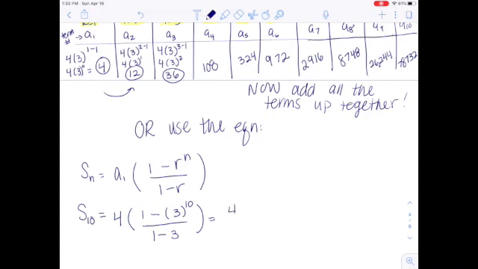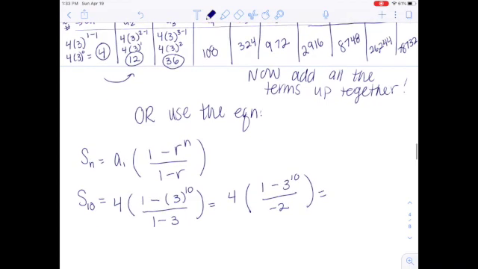Simplify that down a little bit before you enter into your calculator so you don't make a mistake. So 1 minus 3 to the 10th divided by a -2, and hit enter, and you'll see that all those 10 terms added up together will equal 118,096.